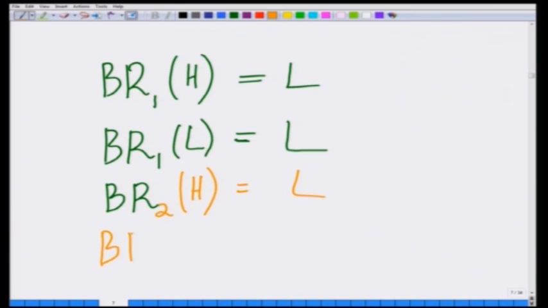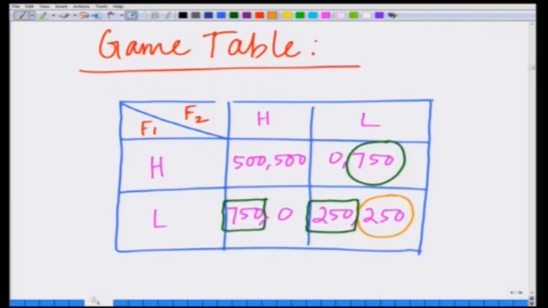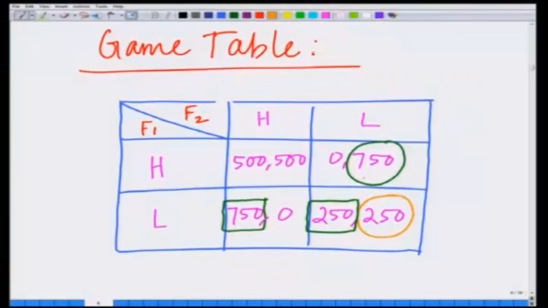Therefore, the best response of firm 2 to low of firm 1 is again low, and that completes the best response dynamic for this game. Now, once again, if you go back and look at this table, there is one box, or one outcome, which is special, where the best responses are intersecting, and that is the L box. If you look at this carefully, you can see that there is a box where the best responses are intersecting.